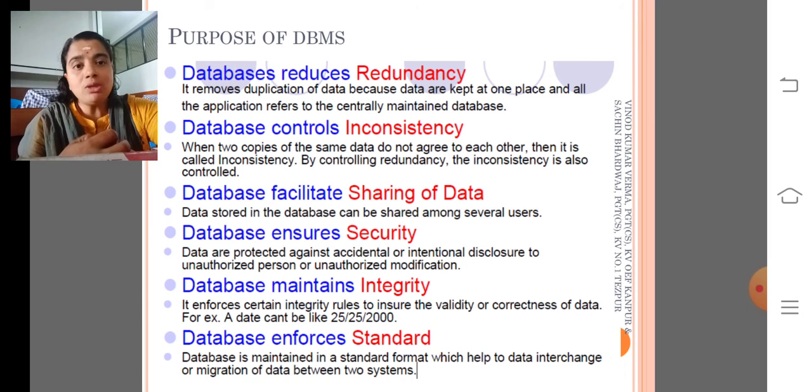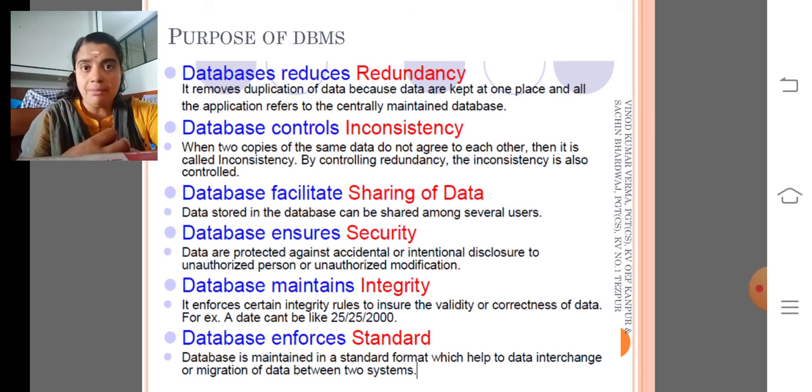Then the fourth one is security. The database management system provides security by the use of a username and password. So, only the authenticated or authorized users can use your tables and your records. That means the records are kept private from others.